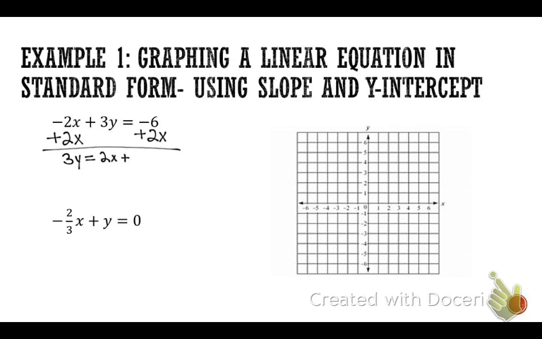Then divide everything by 3. y equals 2/3 x minus 2. Okay, 2/3 x minus 2. So now it's in slope-intercept form.